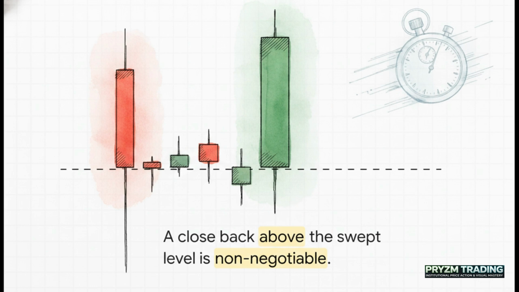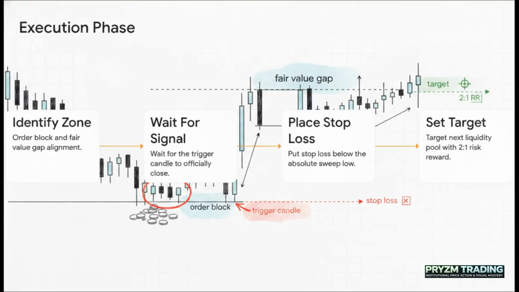And speed matters here for sure. A fast close back above that level, usually within 1 to 3 candles, is a massively strong signal. It tells you the collection is done and the reversal is officially on. All right, now we're moving into the actual execution phases, steps 4 through 7.